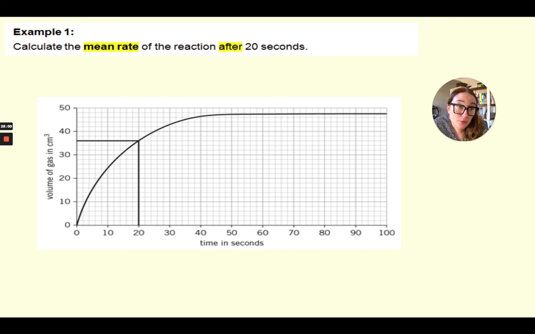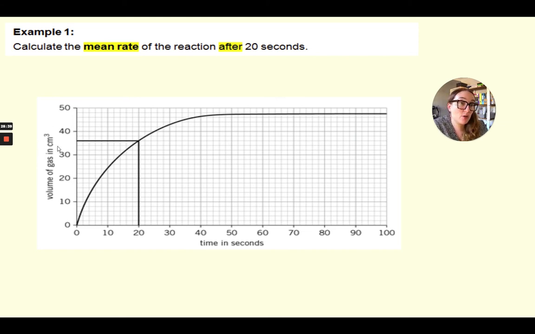Now I'm going to show you 2 examples of how they can ask you to interpret a graph about rates of reaction. And what you need to be careful of is the wording in the question. So this question asks you to calculate the mean rate of reaction after 20 seconds. So it's saying, in that first 20 seconds, what was the average rate of reaction? Now, that's quite easy to do. And what you need to do is firstly go to your graph at 20 seconds, measure up to the line and along, and you will see you've got 36 centimetres cubed of gas.